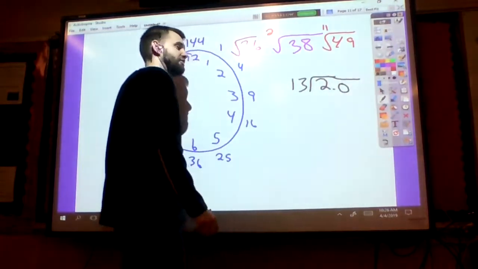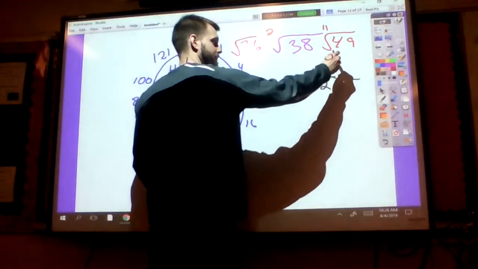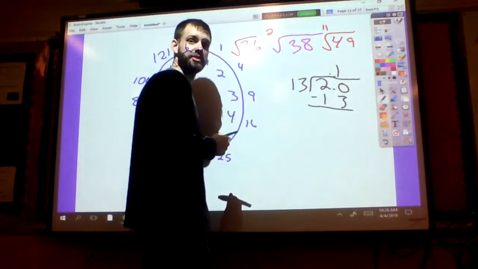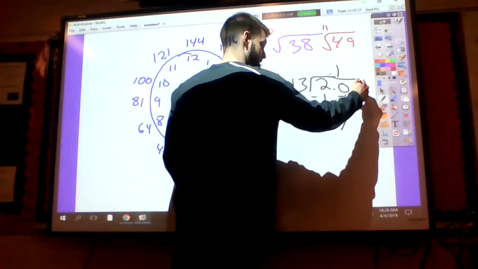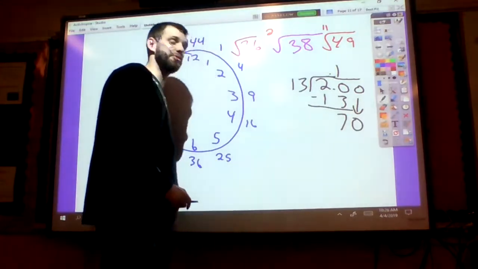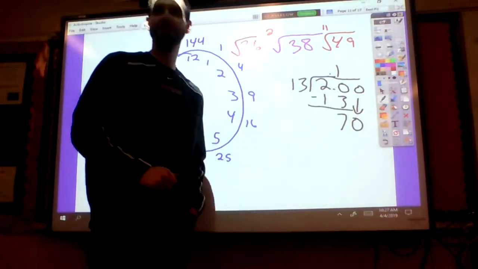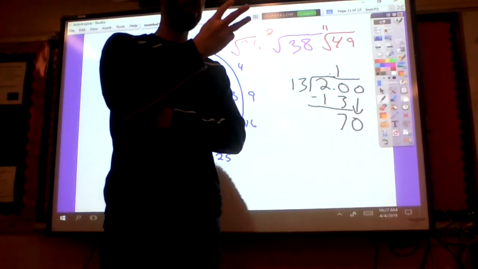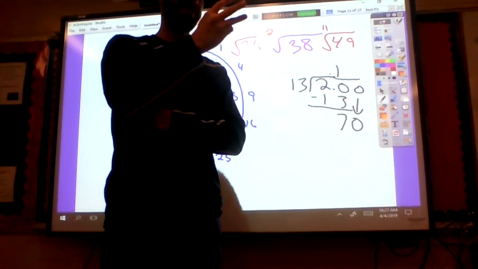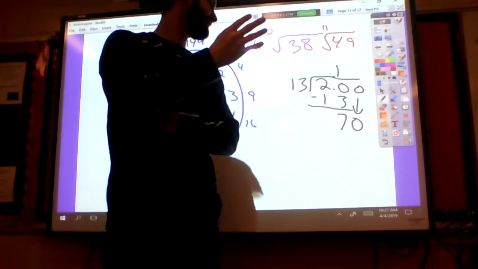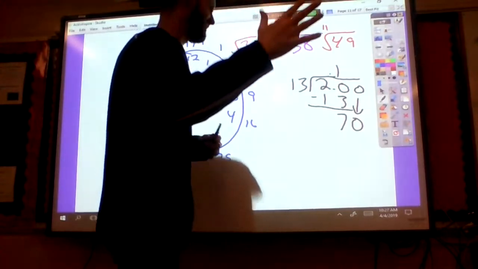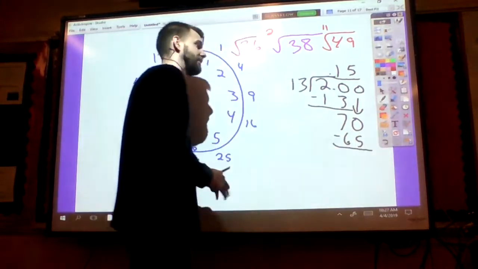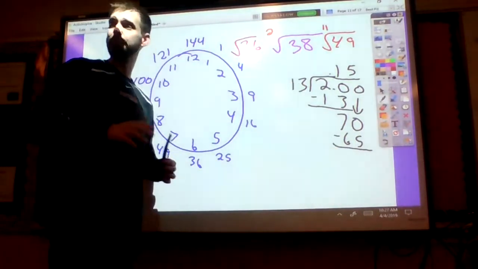Add a 0. 13 goes into 20 one time. 1 times 13 is 13. Subtract, 7. How many times does 13 go into 70? Well, we can count by 13s. 13, 26, 39, 52, 65. And that's probably going to be it. All right, and we can stop right there. That's good enough. We've got 2 decimals, and we're only rounding to the nearest tenth.